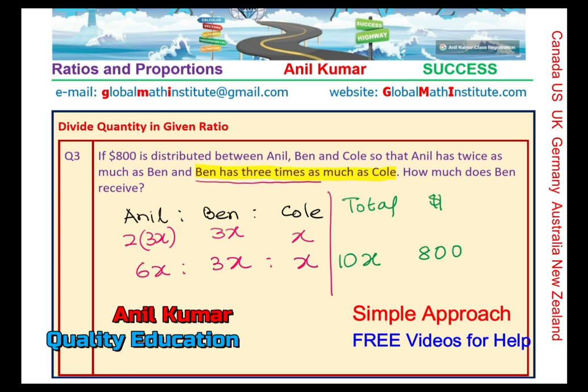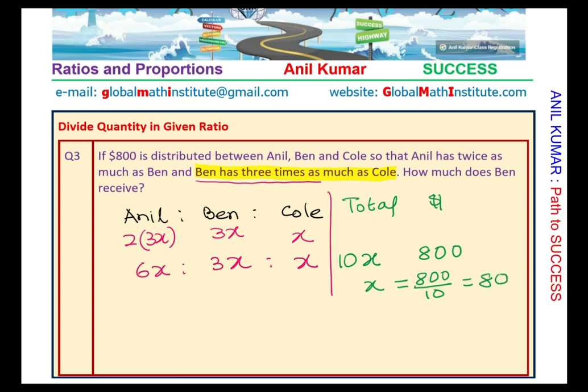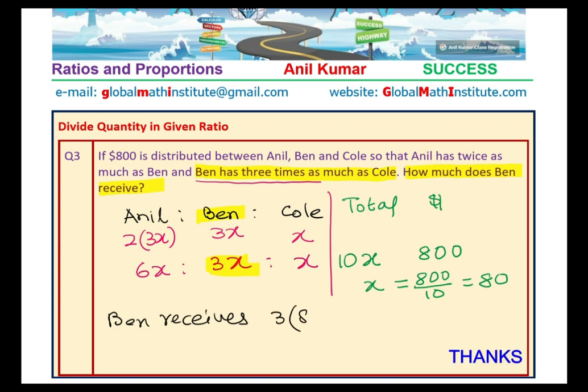So x is equal to what? So from here we can say x is equal to 800 by 10, which is 80. So once we know what x is, we can find how much amount will each one get, right? We are mainly interested in how much does Ben receive. So Ben receives 3x. So we can now write down our answer. Ben receives 3 times x is 80, right? Which is $240.